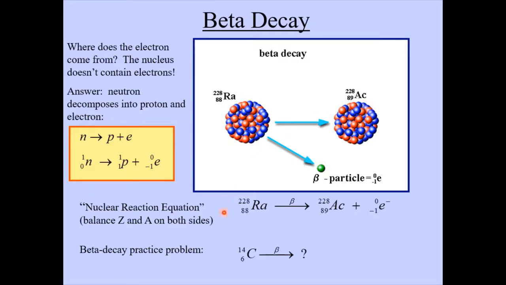So let's write out the nuclear reaction equation. Instead of drawing this diagram, we can just write it out using the symbols. So here is radium-228-88. This arrow means it undergoes a decay, and it's a beta decay. We're going to write down our beta particle, our electron, with a -1 on the bottom and 0 on the top. So what number goes down here? In other words, what adds to -1 to get 88? Well, it's 89, because 89 plus -1 is 88.